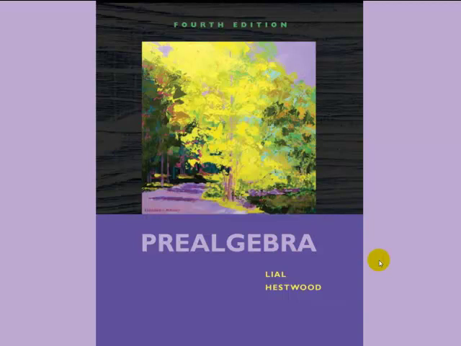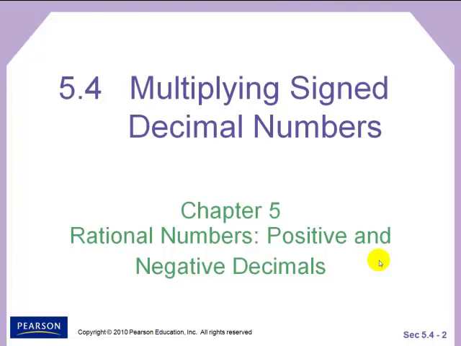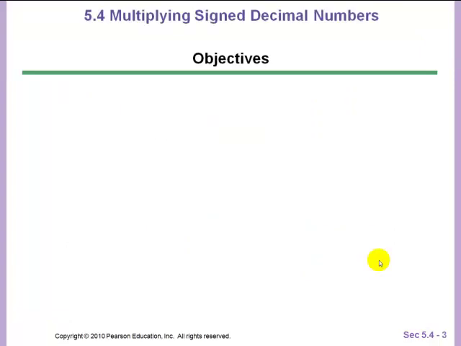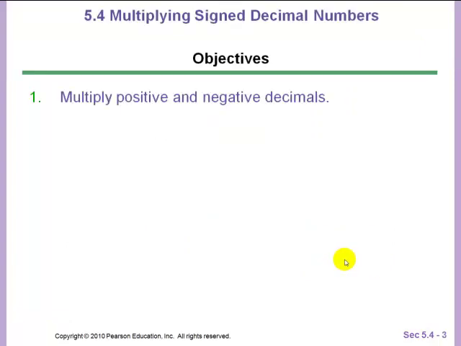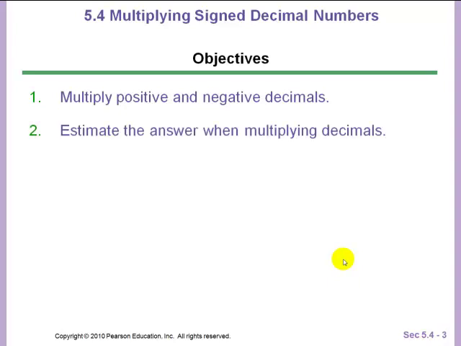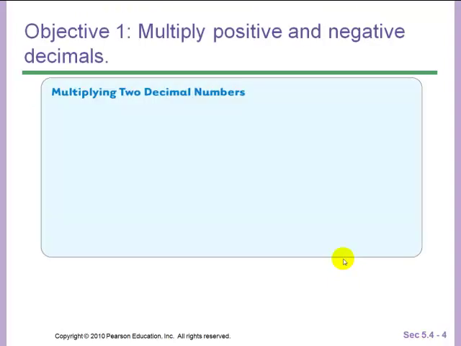Welcome again to Math 800 Pre-Algebra. Today we are doing section 5.4, multiplying signed decimal numbers. Our objectives: 1. To multiply positive and negative decimal numbers, and 2. To estimate the answer when multiplying decimals.